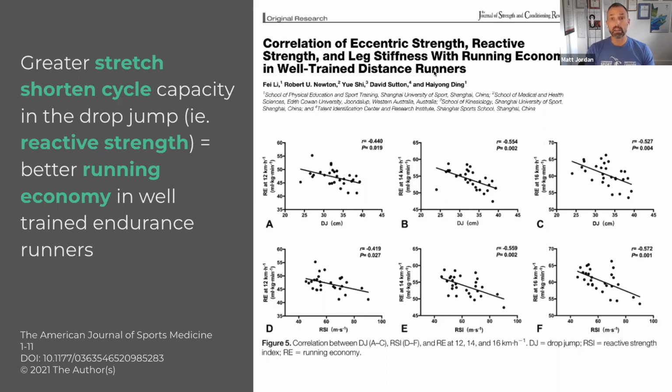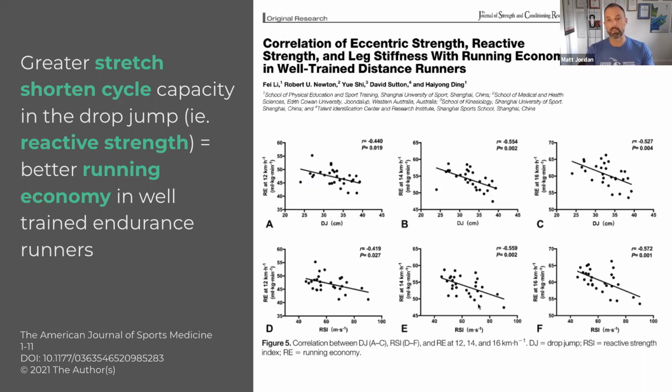So here, this study is looking at the correlation between reactive strength, measured as the reactive strength index, in well-trained distance runners. And it's looking at the relationship between these measures of stiffness and reactive strength and running economy. I'll just have you focus in on some of the plots here at the bottom, because notice what's written here: RSI on panels D, E, and F.